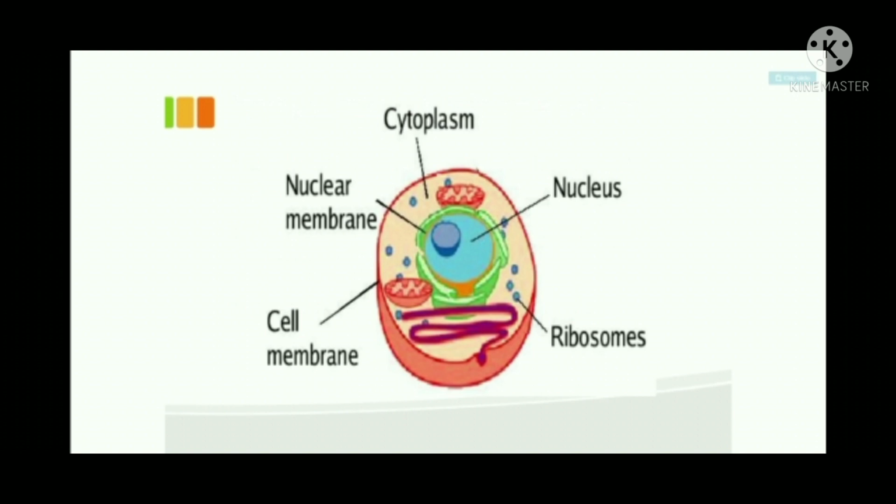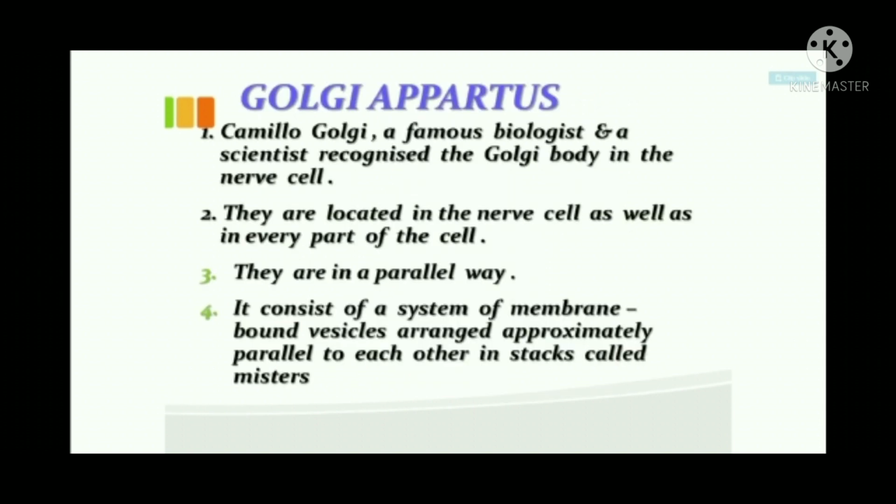Now Golgi apparatus. Camillo Golgi, a famous biologist and scientist, recognized the Golgi body in the nerve cell. He discovered the Golgi apparatus. They are located in the nerve cell as well as in every part of the cell. They are arranged in a parallel way. It consists of a system of membranes. It has bound vesicles arranged approximately parallel to each other in stacks, also called cisternae.